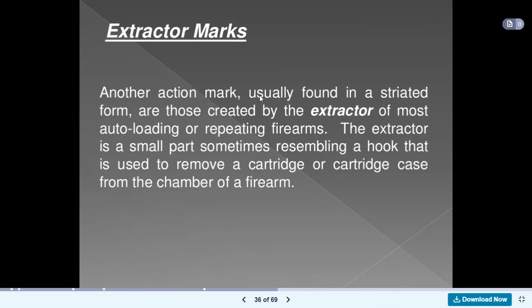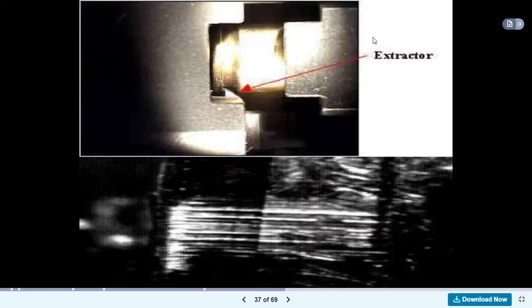Striated marks and other action marks usually found in a striated form are those created by the extractor of most auto-loading or repeating firearms. The extractor is a small part, sometimes resembling a hook, that is used to remove a cartridge or cartridge case from the chamber of a firearm. So extractor, mag-cause siya of markings. Okay.